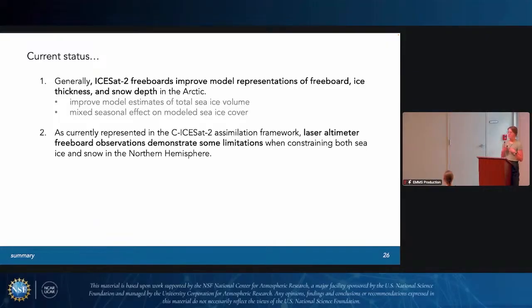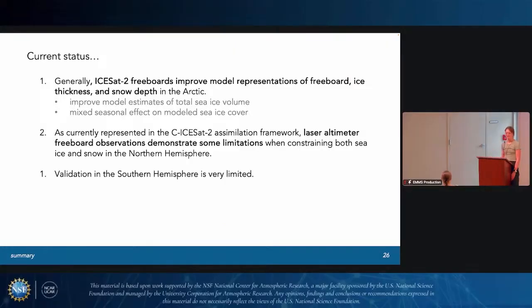Secondarily, as currently represented, we're going to acknowledge that these freeboard observations may have some limitations, especially given the way we represent freeboard in the model, when constraining both ice and snow at the same time in the Northern Hemisphere. And we currently have an ongoing experiment that's looking at just updating thickness without updating snow to see if that's potentially more effective. The thing I didn't talk about at all, but which shouldn't be surprising to anyone, is that validation in the Southern Hemisphere is really hard, and it's going to require a little bit of extra legwork.